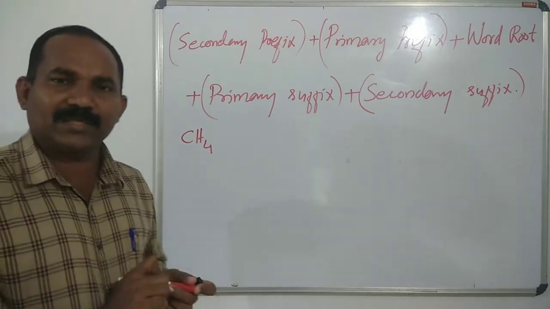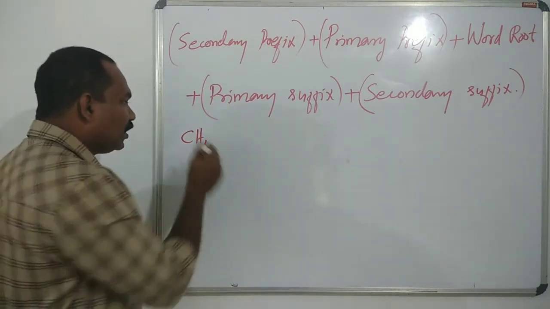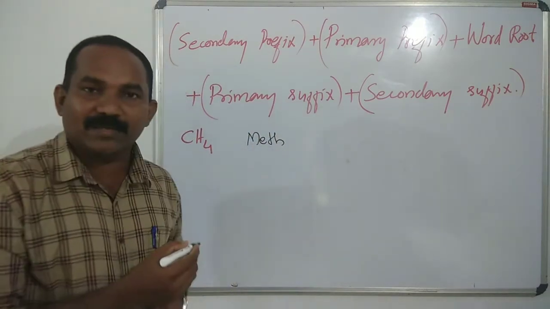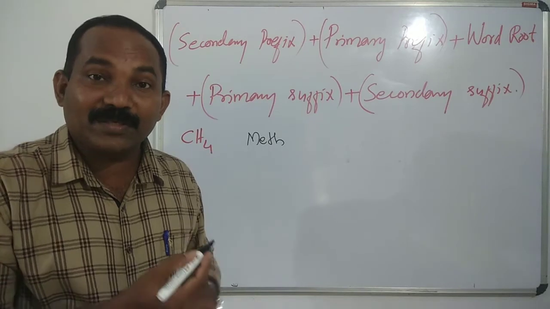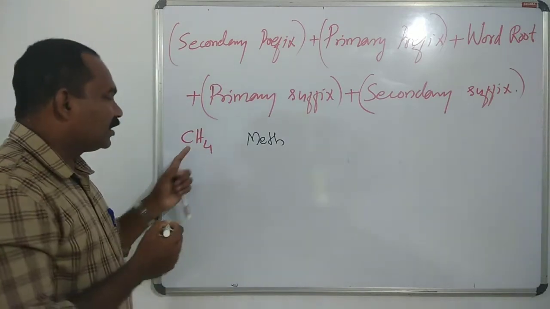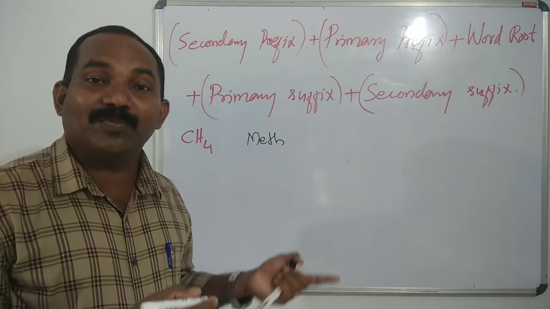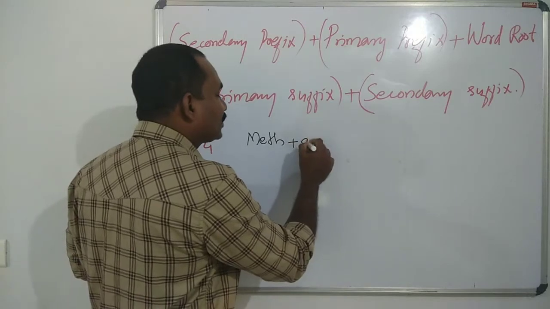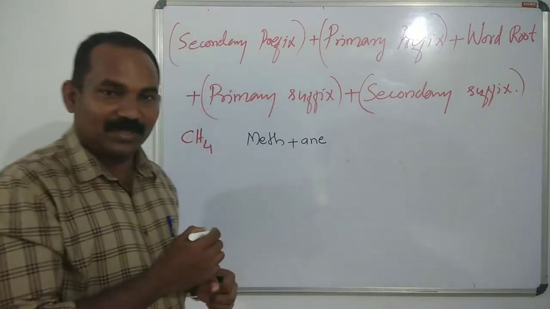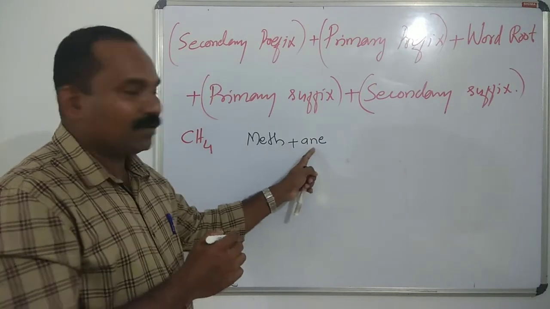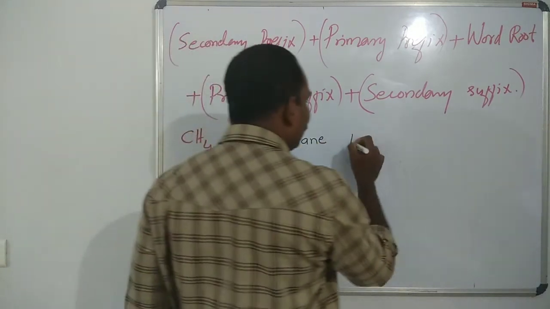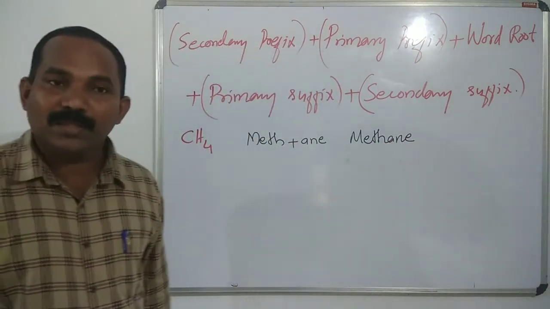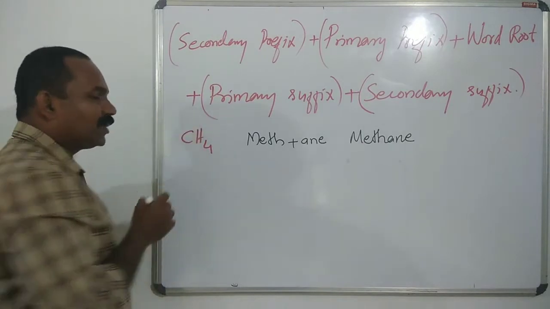CH4. A simple example. CH4, the number of carbon atoms is 1. So, what is the word root? Which is meth. Then, no other functional group, no substituents. So, we add whether the molecule is saturated or unsaturated. So, here only word root and primary suffix. What is the name of the molecule? Methane.